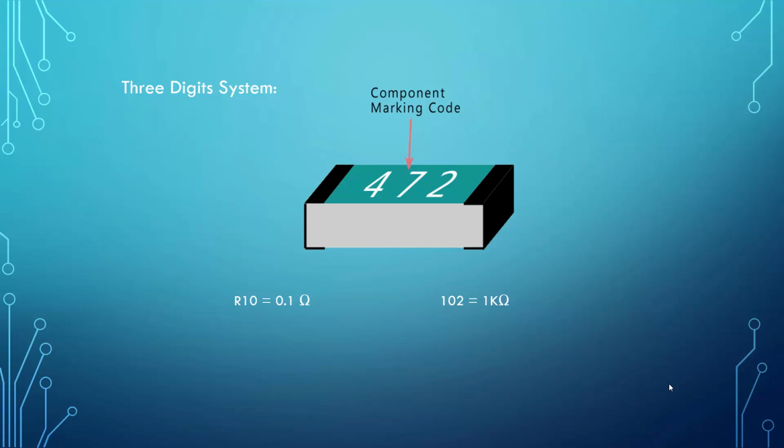The first two digits are 10 and the multiplier is 2. So it will be equal to 10 times 10 to the power of 2, which is equal to 1 kilo ohm. If we follow the system's decoding procedure, R33 will be equal to 0.33 ohm, 472 will be equal to 4.7 kilo ohm, 1R0 will be equal to 1 ohm, and 105 will be equal to 1 mega ohm.